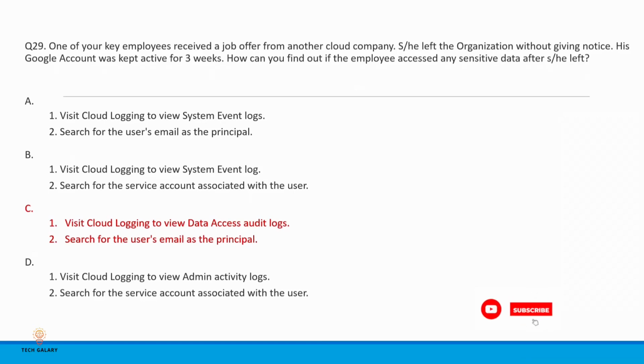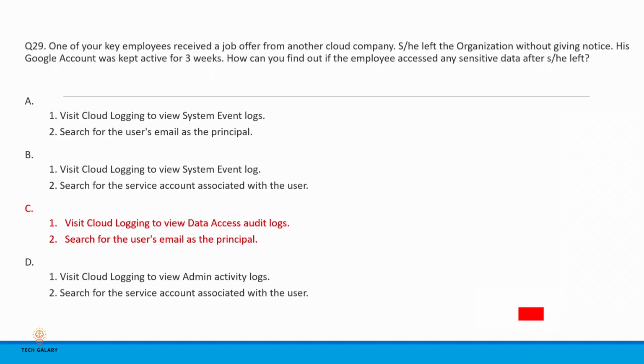Option A, visit cloud logging to view system event logs. Search for the user's email as the principal. Here, system event logs do not provide data access related information. So it provides only logs specific to the system, whereas we need logs specific to the user. So option A is not correct.